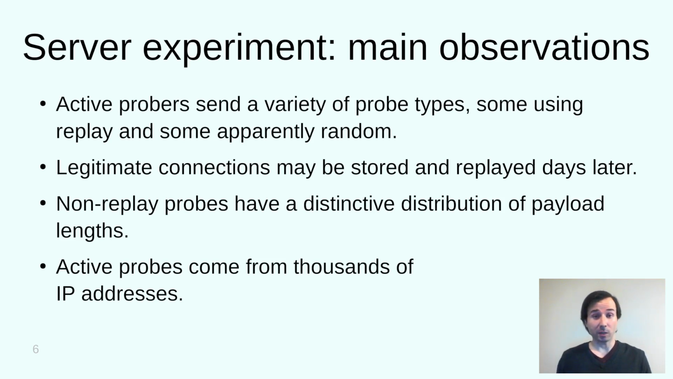The main observations of the 4-month server experiment are that active probers send a variety of probe types. Some of them look like replay attacks and some of them do not. The ones that are replays may be stored and replayed after a surprisingly long delay. The ones that are not replays have a peculiar distribution of packet lengths. And active probes come from apparently thousands of different source IP addresses.